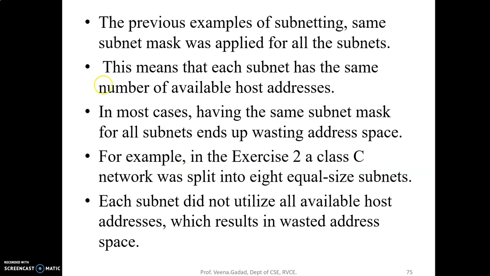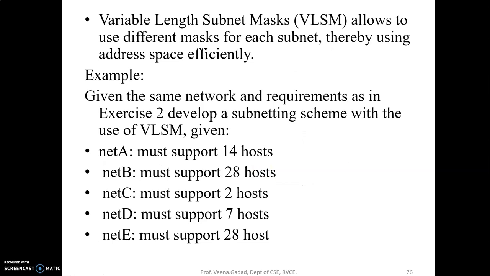In the previous examples of subnetting, we applied the same subnet mask for all the subnets. This means that each subnet has an equal number of hosts. So in most cases, having the same subnet mask ends up wasting IP addresses, as we just discussed. To overcome it, we have something called variable length subnet mask, wherein for each of the subnets we specify a different mask. We shall see this example and the discussion in our next video.